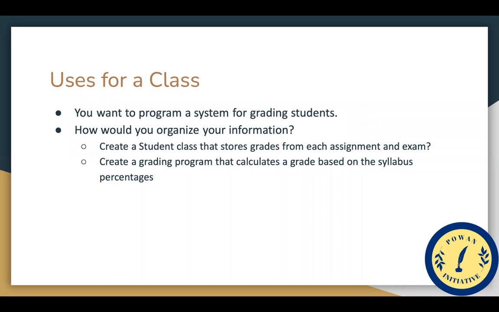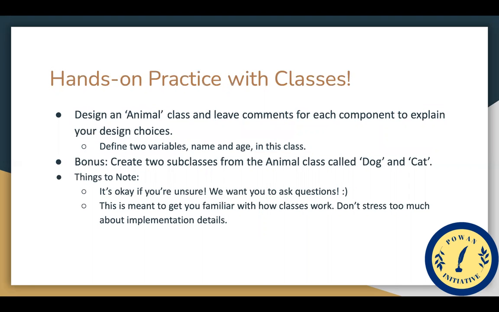And this is actually part of your assignment, or you can consider it your homework before moving to your final project. Now have some hands-on practice with classes. Design an animal class and leave comments for each component to explain your design choices. Define two variables, name and age, in this class. Now, in addition, create two subclasses derived from the animal class, and those subclasses would be cat and dog.